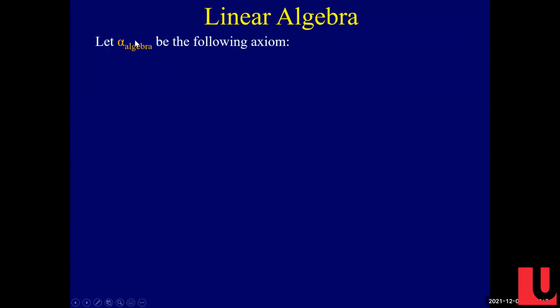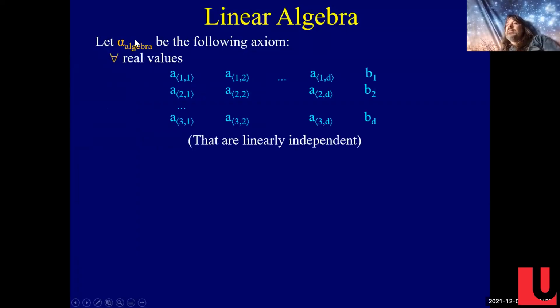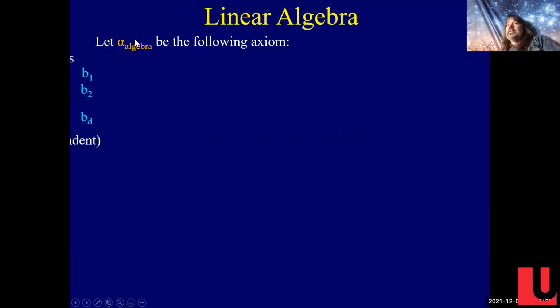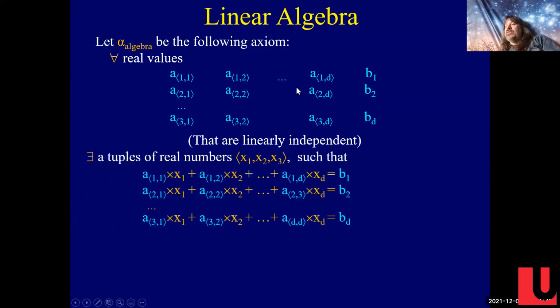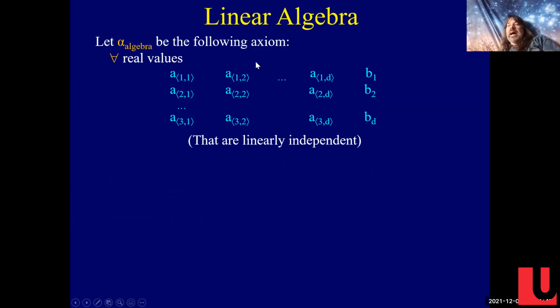Here's a first order logic statement that we're going to write in algebra. If you give me, for any real values, here's a matrix of real values, here's a vector of real values. And we're going to just put here in a little thing that they're linear independent, but we're not even going to really formally define what that means. So don't give it too much stress. This will be sliding things under the rug because we don't want to stress people out.